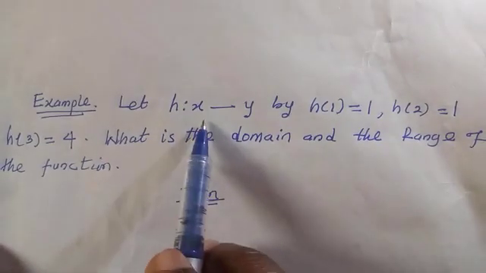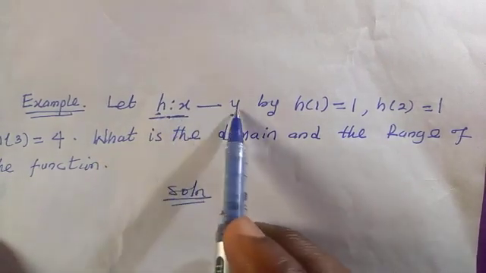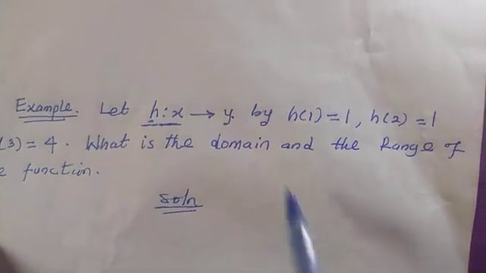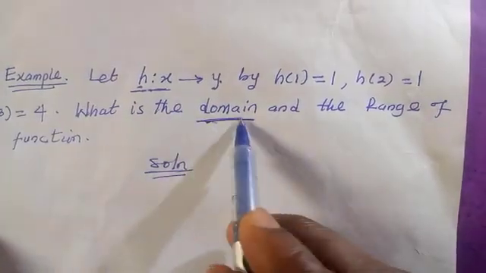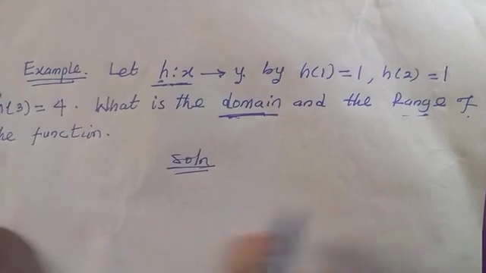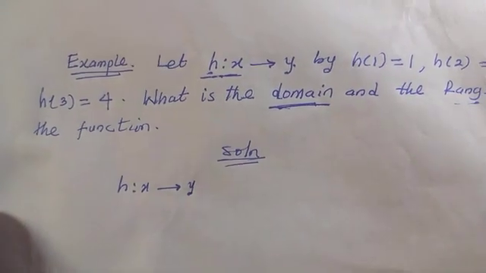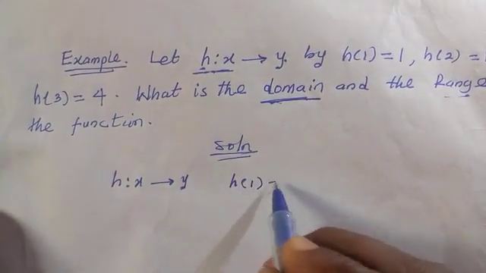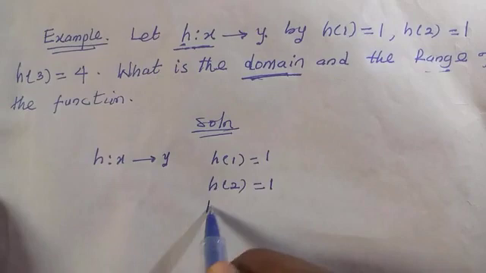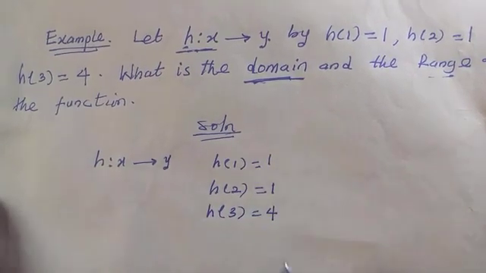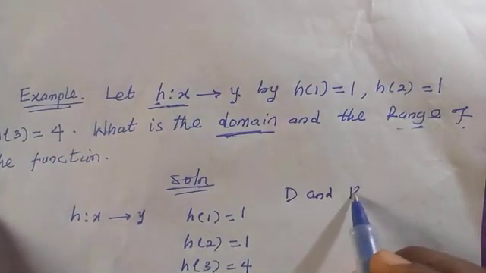Let's see one more example. We have h of x mapped to y. So let's say here is a function, which gives an output which is the codomain. Y is the codomain, and y is h of x. So the x we are going to plug in will be our domain. So we have h of 1 is 1, h of 2 is 1, h of 3 is 4. Now what is the domain and the range of the given function? Suppose we have h mapped to y, then we have h of 1 equals 1 as it has been given in the formula, h of 2 equals 1, and h of 3 equals 4. The question says determine the domain and the range of this particular function. That is what I asked you to find.